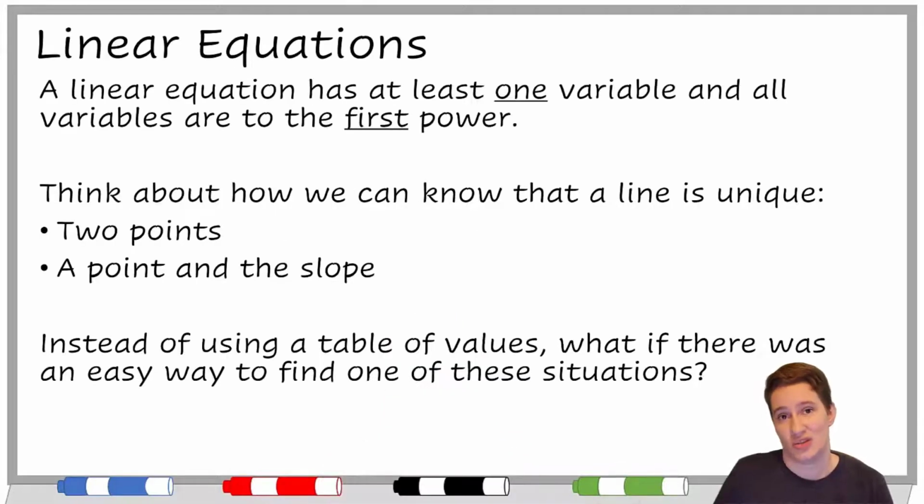Okay, let me remind you about what linear equations are. Linear equations have at least one variable, and all the variables are to the first power. So if we have a squared, we're not talking about linear. Cubed, not talking about linear. Also, if we're doing anything other than multiplying or adding a number, then it's not linear. So absolute value of x is not linear, and square root of x is not linear.